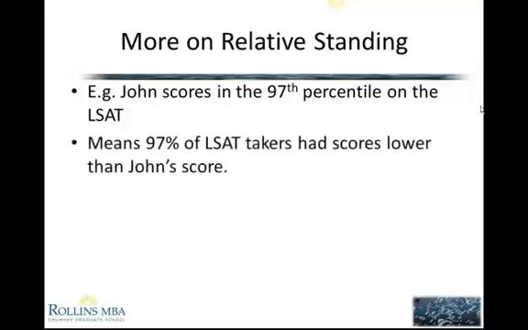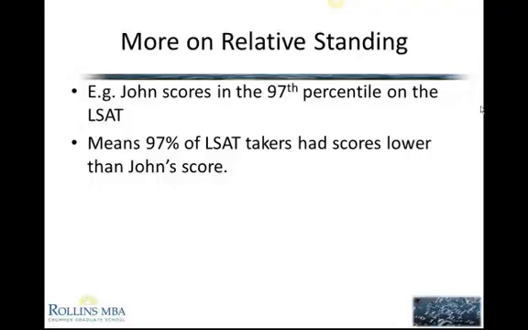Well, what we're saying is that 97% of the LSAT takers in that same time period, this is the standardized test that people take to go to law school, 97% of LSAT takers in that era had scores lower than John's. So John was a fairly good performer on that test. He was, again, very close to the top of the range. 97% of test takers had scores at or below his score. Only 3% of the test takers scored higher than he did.